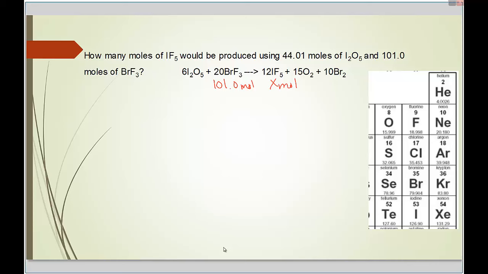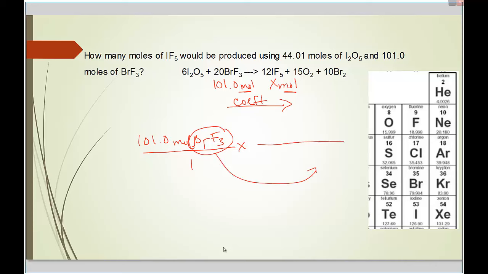Once again, we have moles to moles, so I'm going to use the coefficient, and that's all I'm going to use. So 101.0 moles of BrF3 over 1. BrF3 on the top, so I'm going to put BrF3 on the bottom of the next line. I'm using the coefficients because I have moles to moles. So 20 moles goes on the bottom. Then on the top, I'm converting it to IF5, so 12 moles of IF5 go on the top.